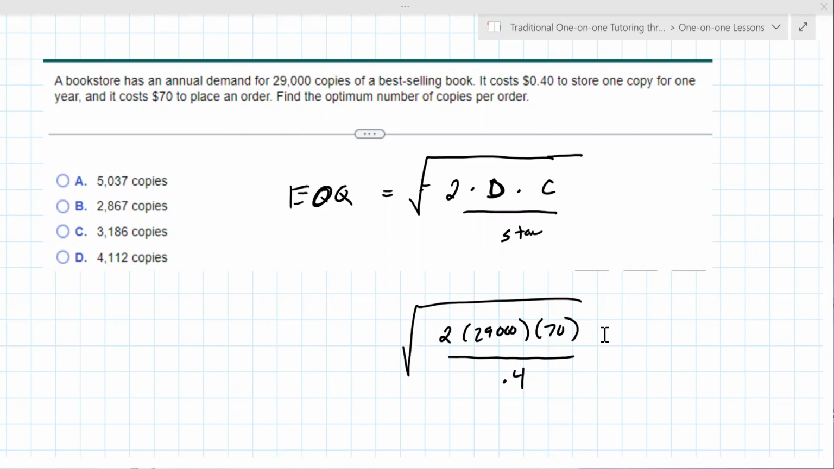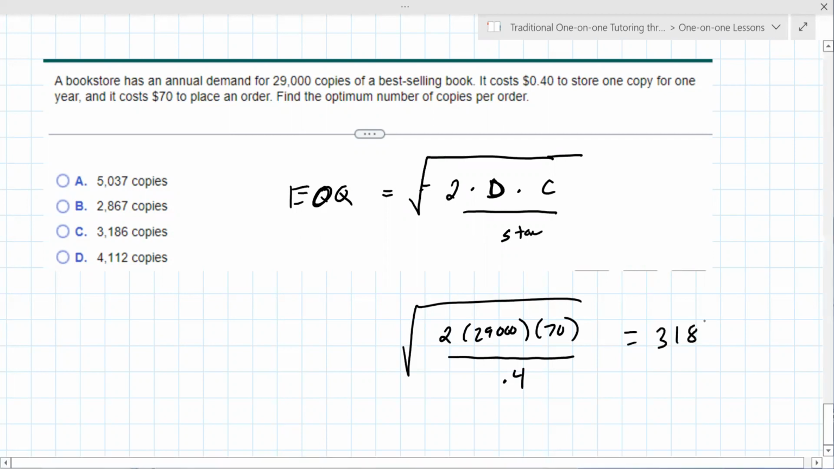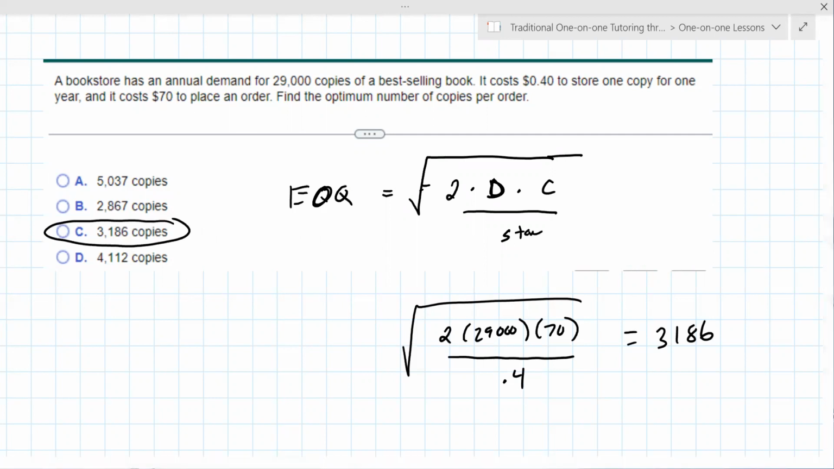So this is 3,186. And I guess the idea is that's the right number to order so that you can just run out and reorder and be okay. All right.